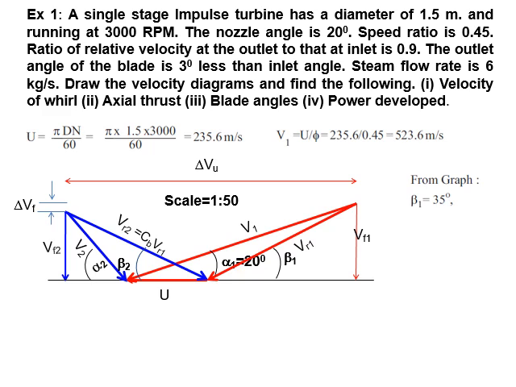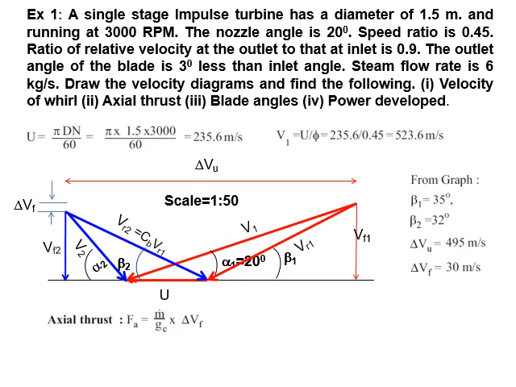That is, beta 1 value is 35 degrees, and beta 2 is 3 degrees lesser than beta 1, for that reason it is 32 degrees. Then delta VU is equal to 495 meters per second. Delta VF is equal to 30 meters per second. And now the first part of the numerical is to calculate the velocity of whirl. The velocity of whirl is given by delta VU, so that is 495 meters per second.